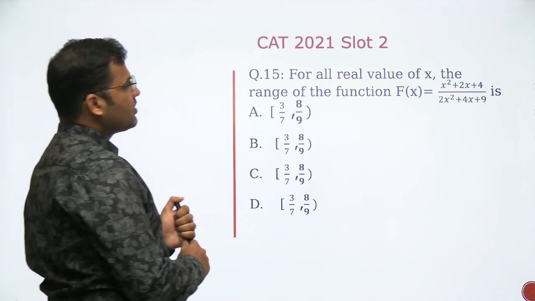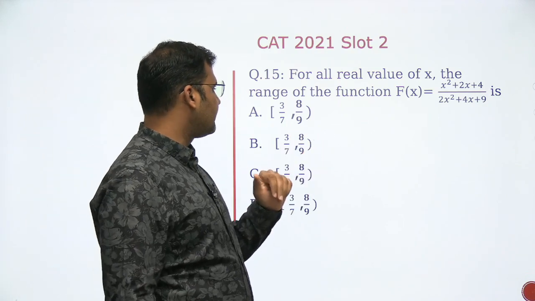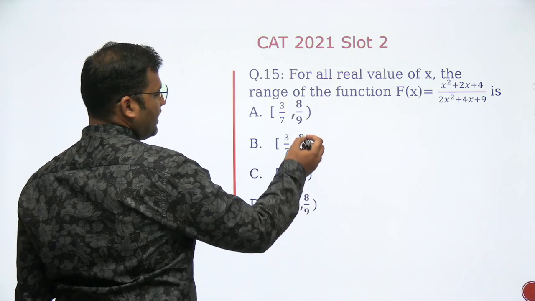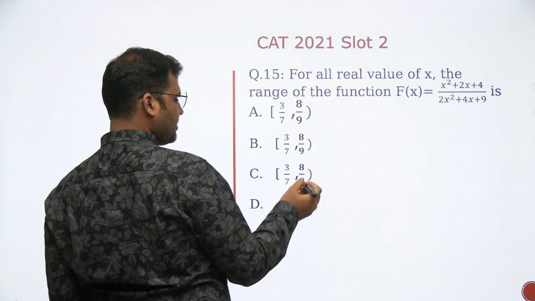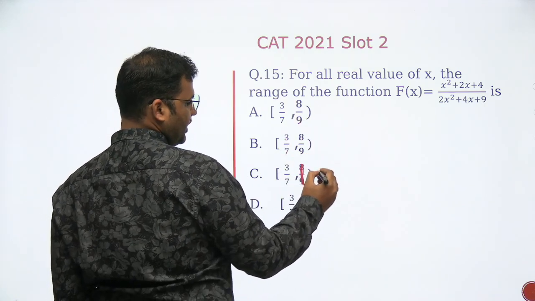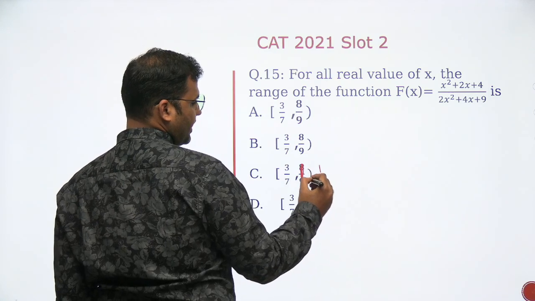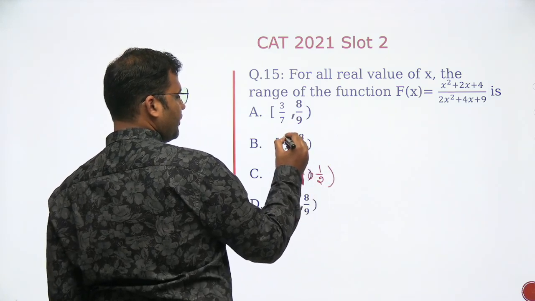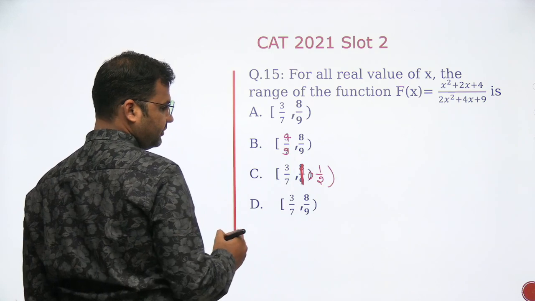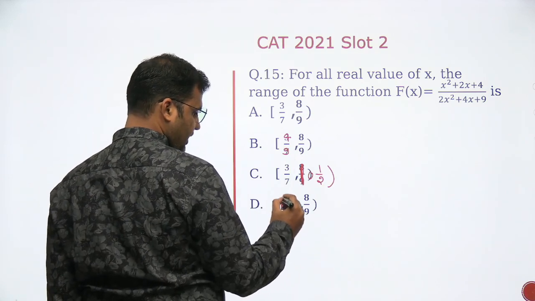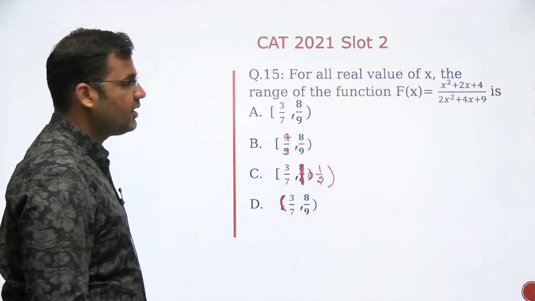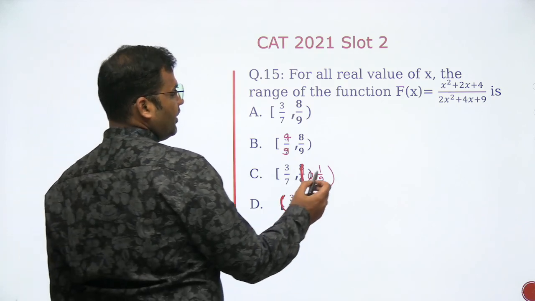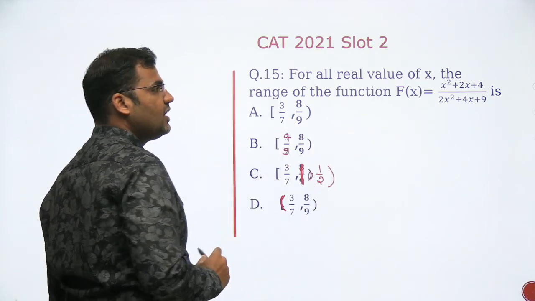For all the real values of x. Again, an algebraic based question. This was slightly tricky. This question was a bit tricky. And I messed up with the options here. This value is given to you as 1 by 2. This is 4 by 9, 8 by 9. It's like this, right? The typing error. Please correct it. Okay, now we are supposed to find out the range of this function.